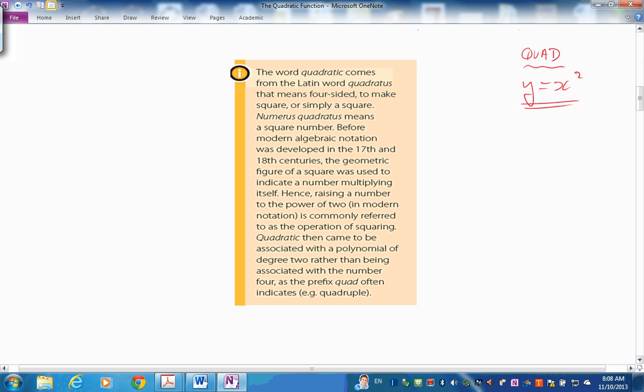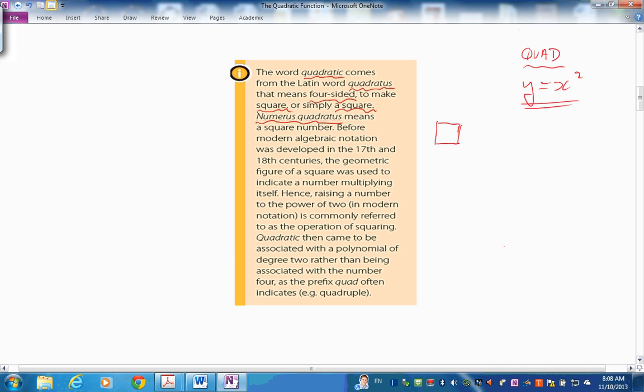Okay, let's have a look over here. Screen clippings here, this time from Pearson's, and let's have a look at this word quadratic. It comes from the Latin word quadratus, that means four-sided. So it's still in this four business. What's going on here? Oh, here it is: four-sided, or to make a square, or simply a square. So the four-sided thing is to do with the geometric shape of a square.